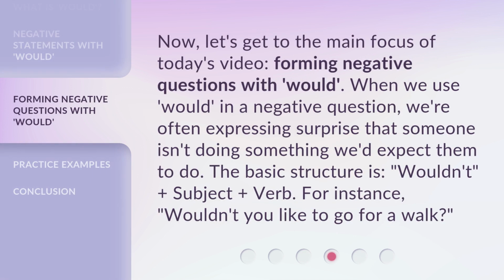Now, let's get to the main focus of today's video: forming negative questions with would. When we use would in a negative question, we're often expressing surprise that someone isn't doing something we'd expect them to do. The basic structure is wouldn't plus subject plus verb. For instance, wouldn't you like to go for a walk?